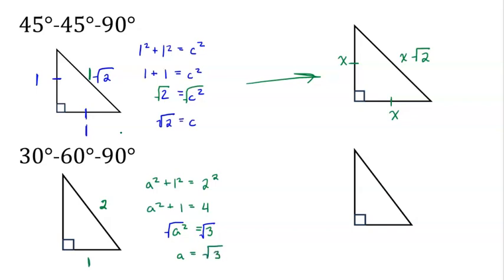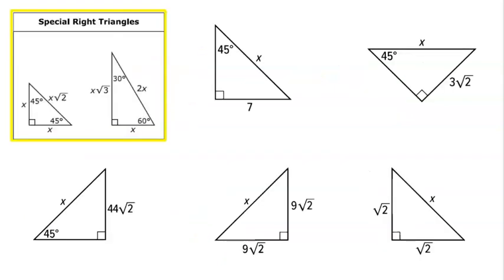And with this being the square root of 3, that's the same as saying 1 times the square root of 3. And so for this one, we have x, and then 2 times x, and then we get x times the square root of 3.